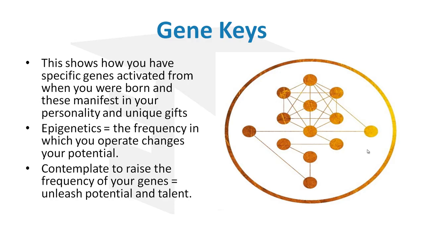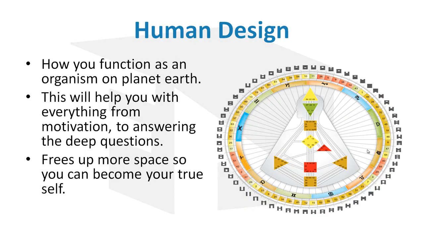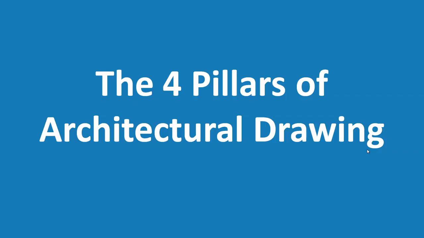Epigenetics is basically studying how to unleash the latent potential within a gene, and this is again really crazy stuff, right? But it's really good, and it's true. Look this up as well. And Human Design, this is probably the weirdest of all of them, but it teaches you how to basically live. There are 9 energy centers in your body, and some of them are on, some are off, and you basically need to stick to your pattern and your strategy, in this case of drawing. Okay, next let's talk about the 4 pillars of architectural drawing.